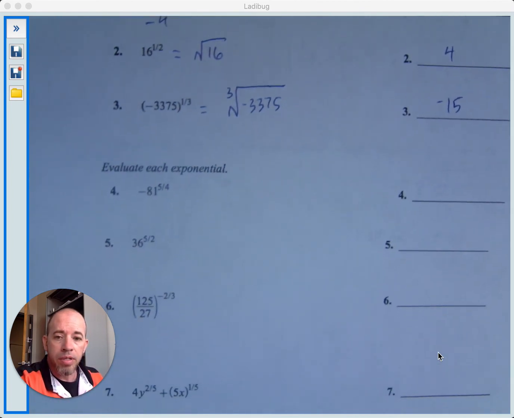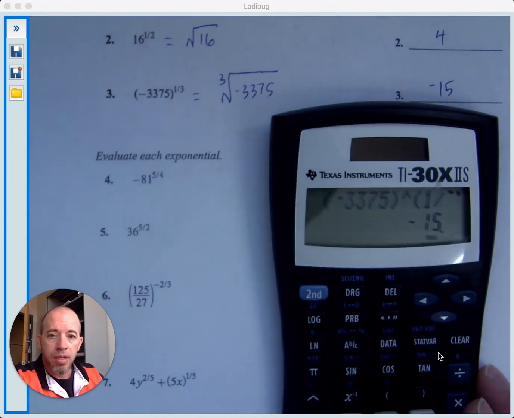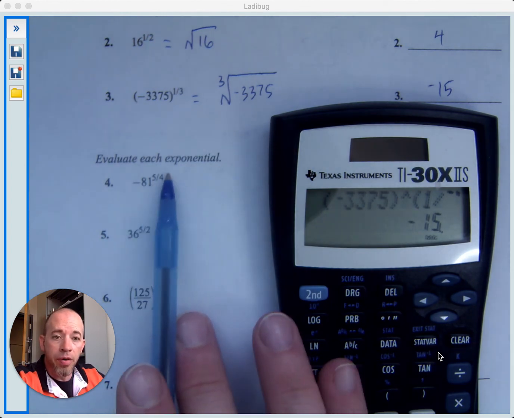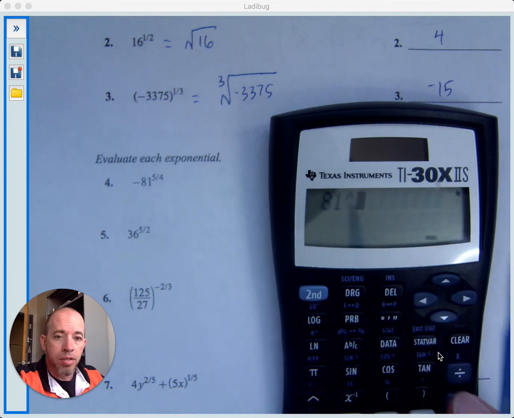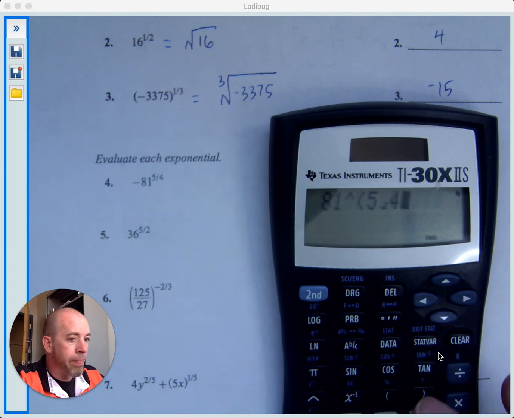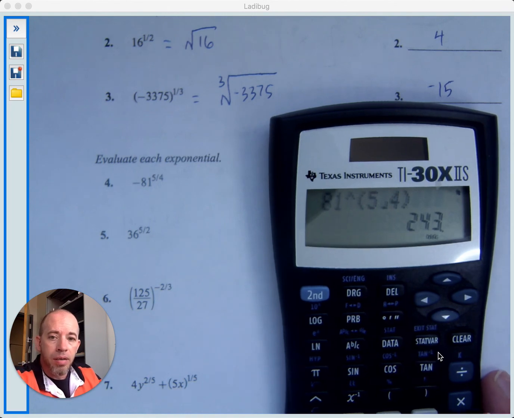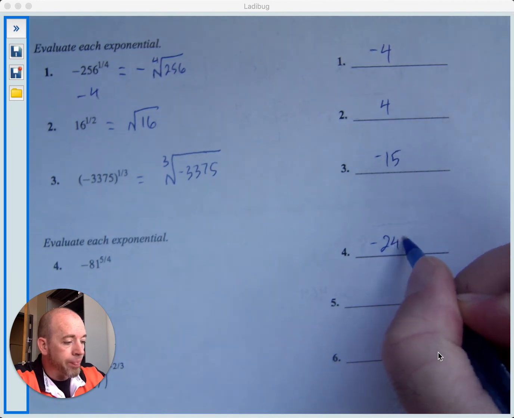Again, we can really just plug these into our calculator and see what we get. If there's a negative and there are no parentheses, again, we do the power first, right? So I'm going to do 81 to the 5/4 power. We'll see what that is. That's 243, and we apply the negative. Right? So this ends up being -243.